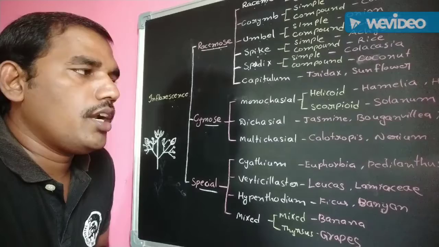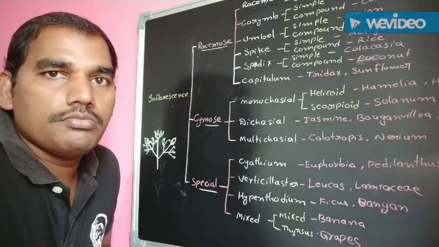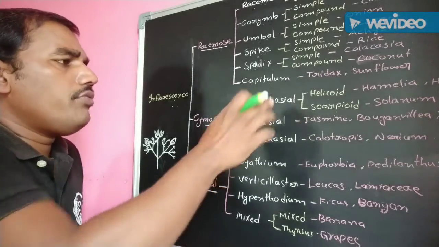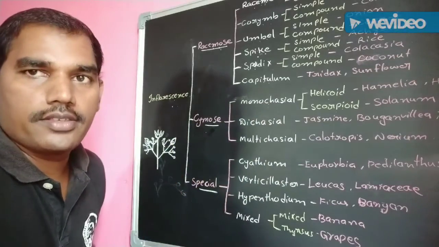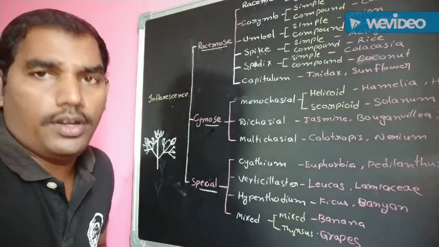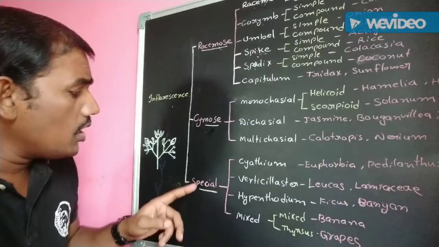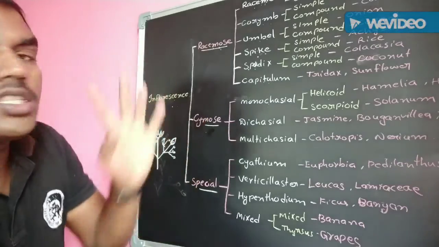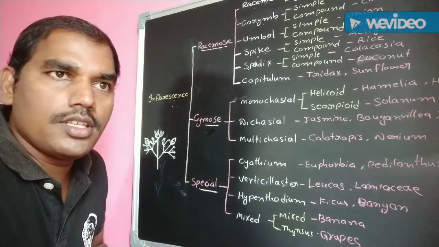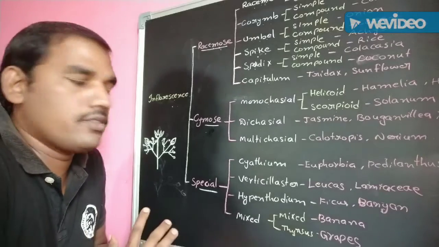Calotropis gigantea, and also Nerium odorum, Ganneru. Okay, these are the different types of cymose inflorescence and a special type of inflorescence. This means these are not resembling cymose and racemose inflorescence. These are the special type of inflorescence.